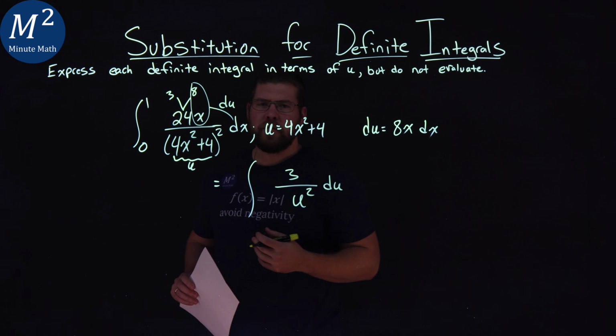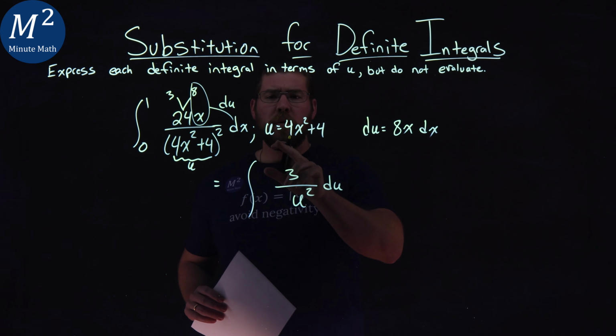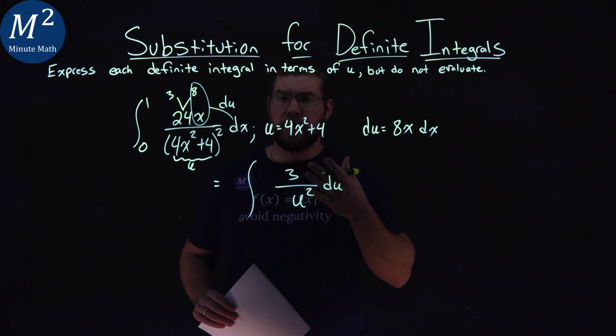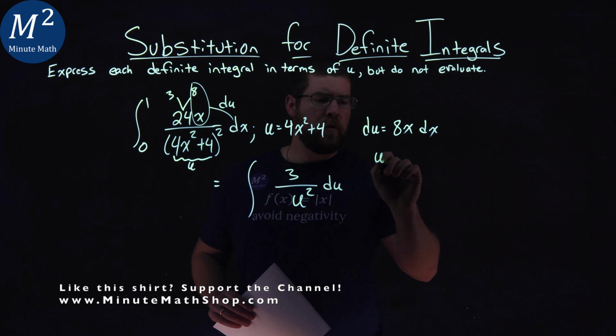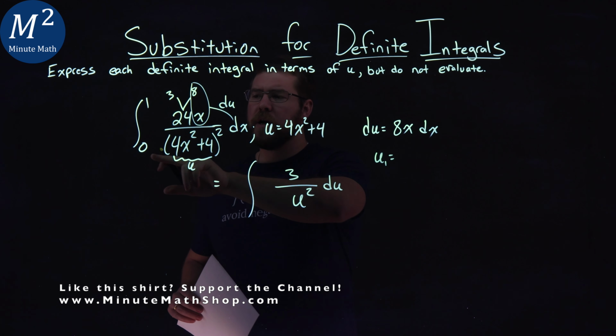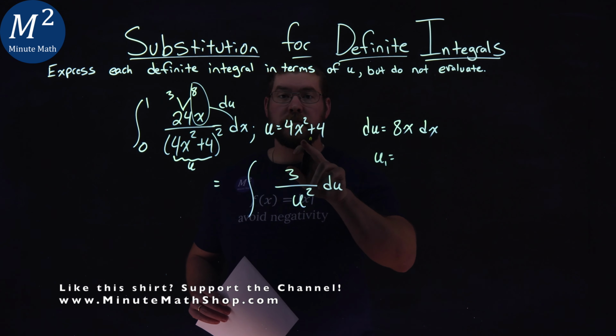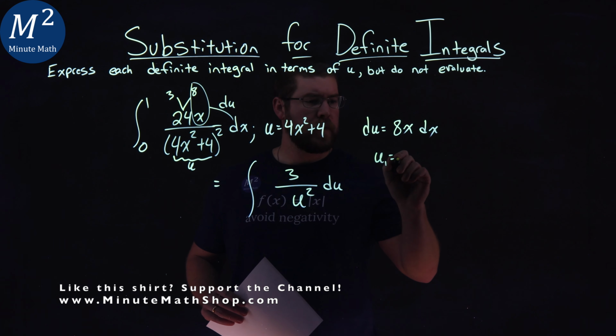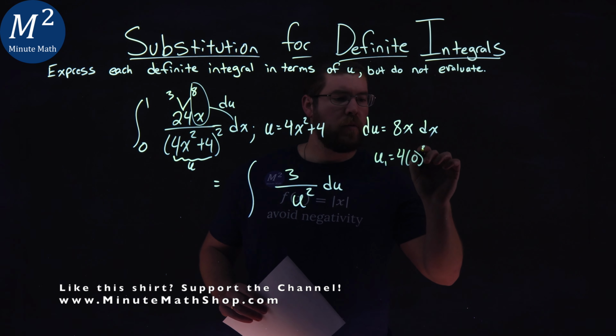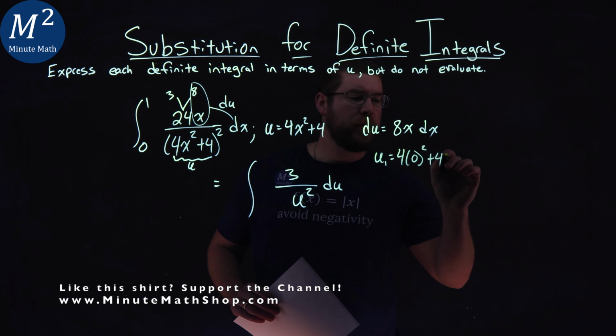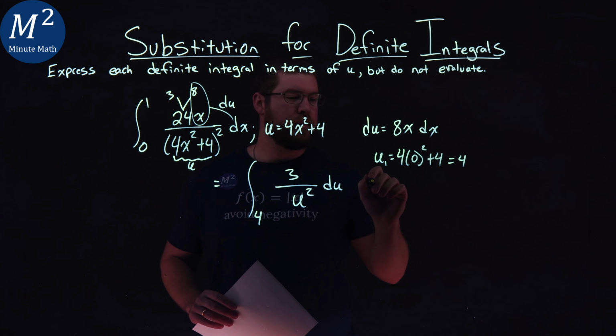But what about our bounds from 0 to 1? Well, those are in terms of x. We're now in terms of u. So we're going to take what we know of u, call it u1, and we're going to plug in our lower bound 0 for x to find its equivalent with u. 4 times 0 squared plus 4. Well, 4 times 0 squared is 0, plus 4 is 4. Great. Lower bound is a 4.